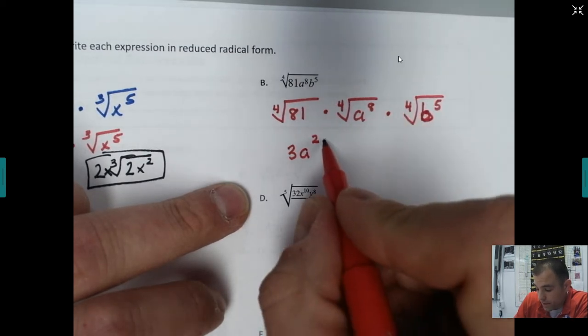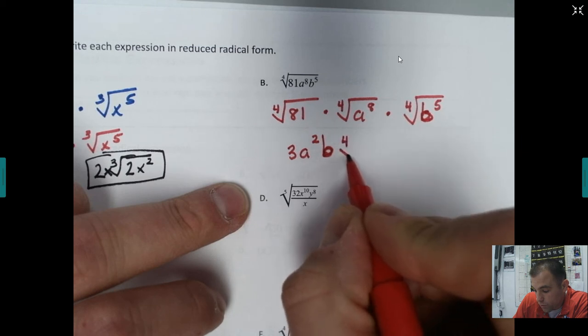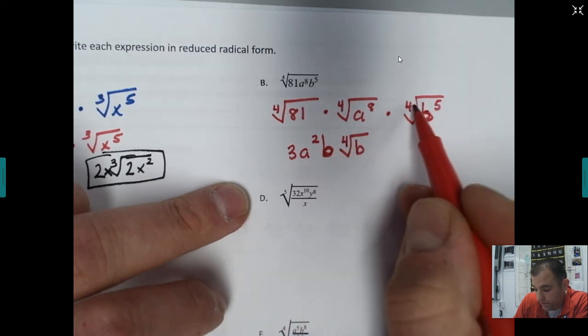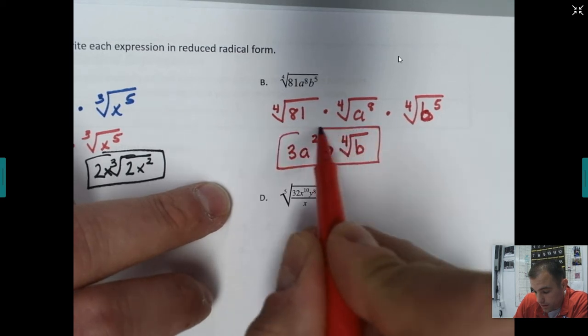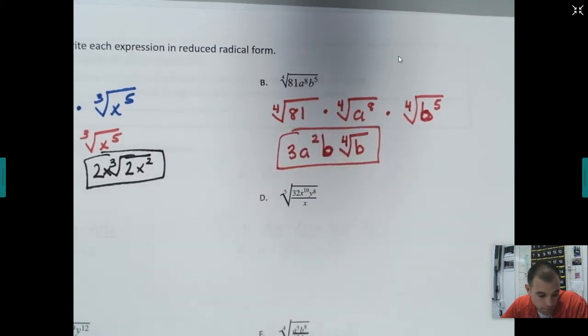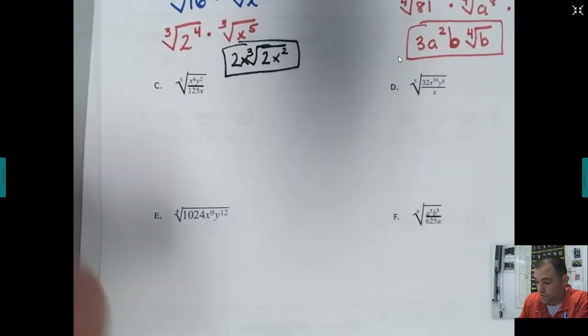4 will go into 5 one time, so that's 1b that would go in front. And then there is 1b left over, because 5 minus 4 leaves 1 on the inside. That is our final answer. Questions, confused, lost? We're going to do one more problem. Let's do a division one. Let's do C. So the last one.